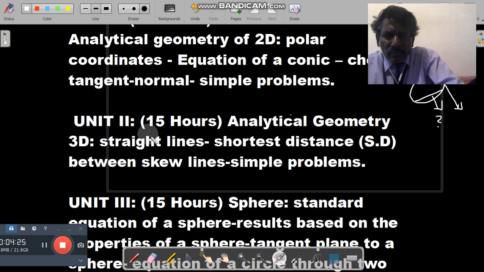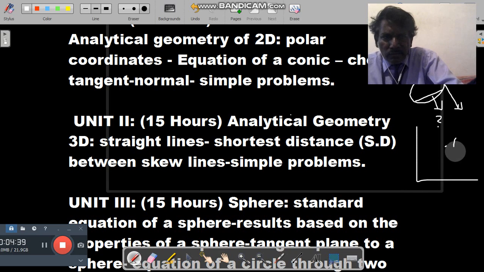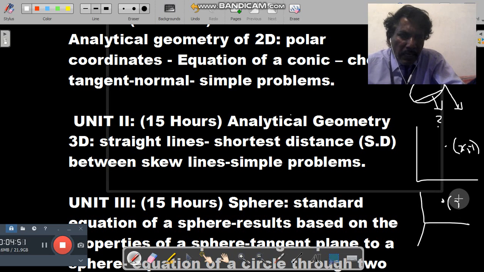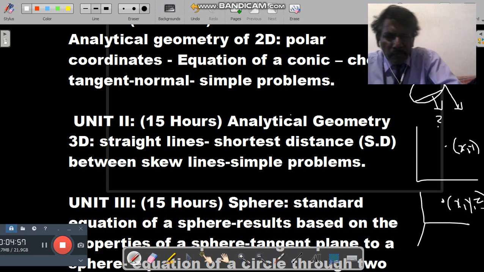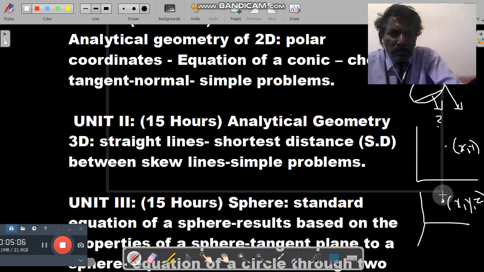That means 3 reference coordinates would be there: x comma y comma z. Take for example, 2 dimensional consists of x comma y only. But the 3 dimensional point consists of 3 coordinates: x, y, z. With respect to x, how far is the point, with respect to y, how far, with respect to z, how far.